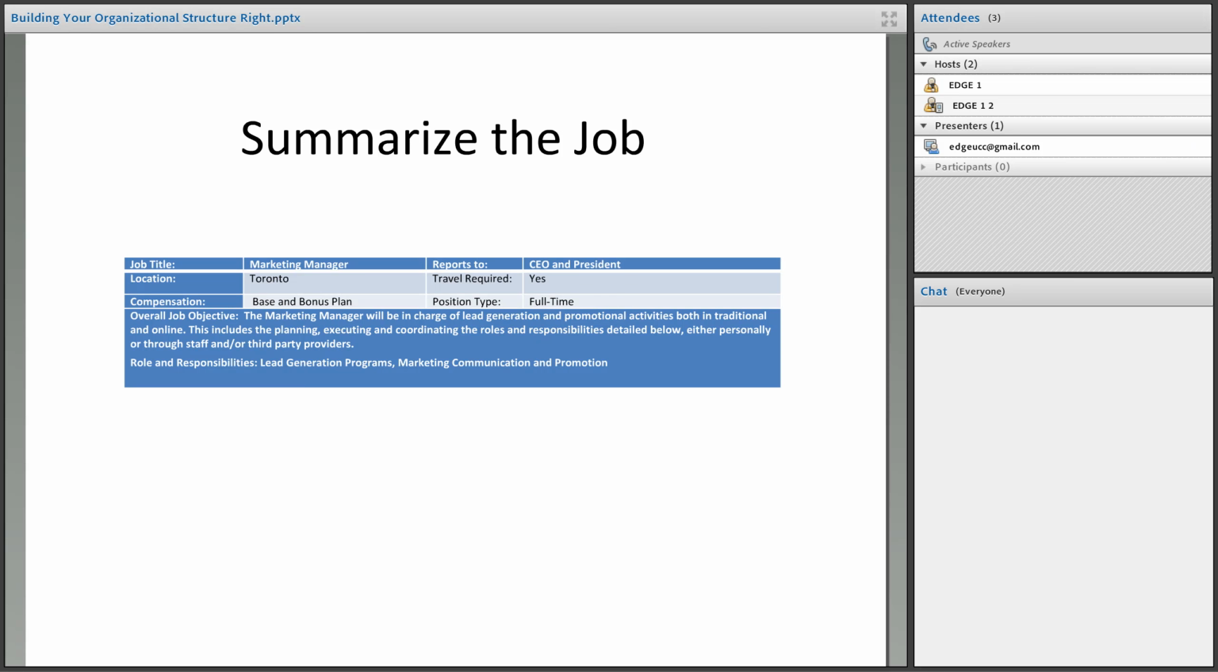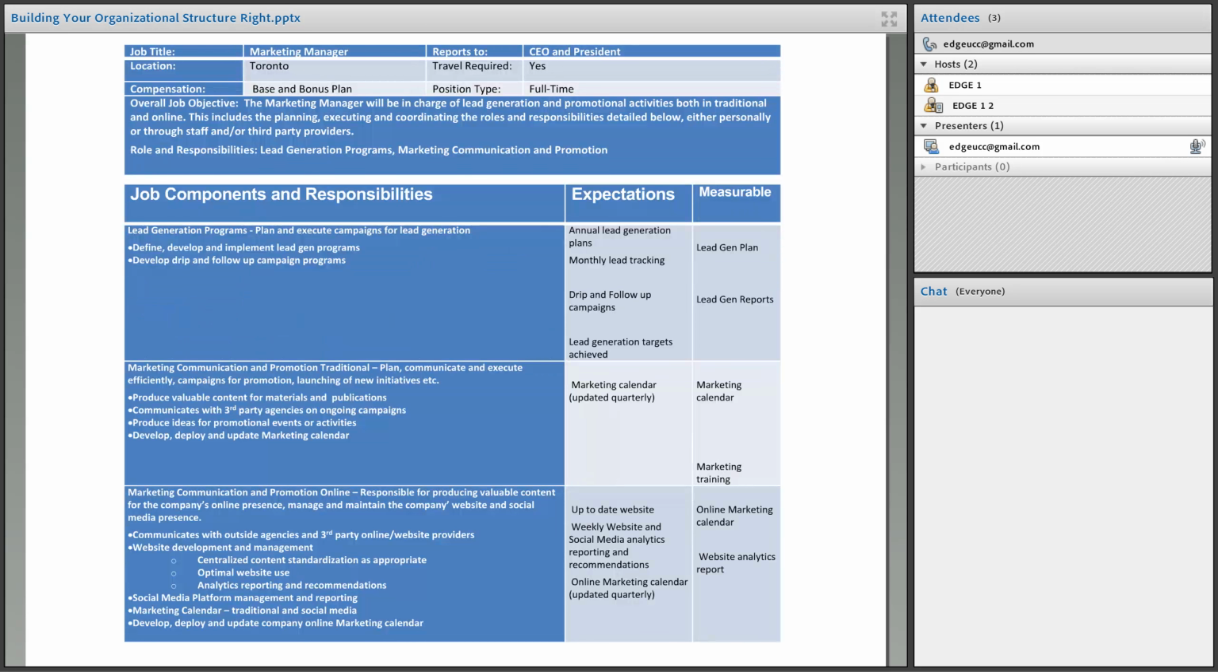I'm a big believer in including this as well, because I want the employees to self-manage. I want them to know what it is that they're responsible to do, what the expectations are related to that job, but also what the measurable is related to that. So if I'm asking for an annual lead generation plan, then obviously the measurable for that would be the actual lead generation plan. And the more specific you can get, the better you are.